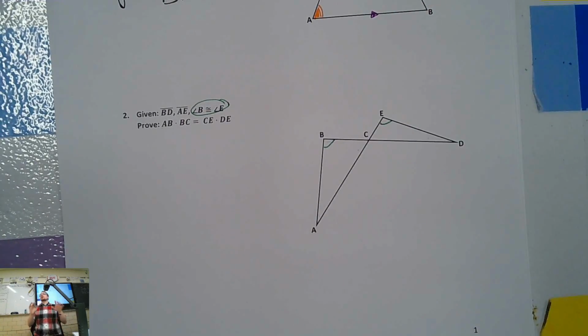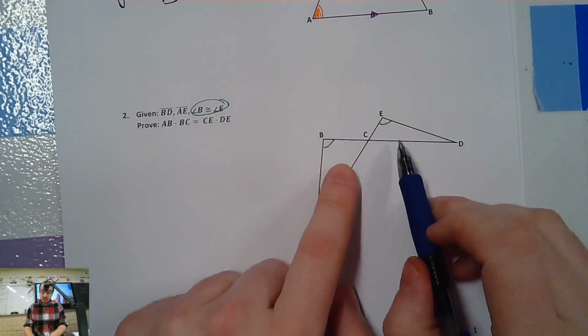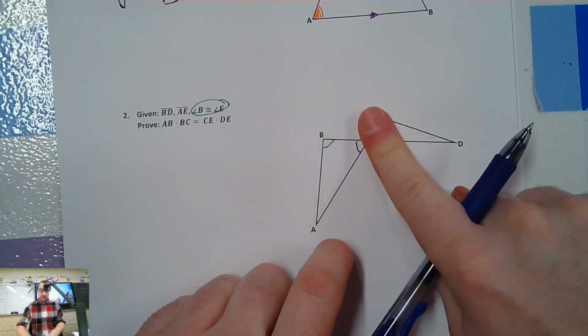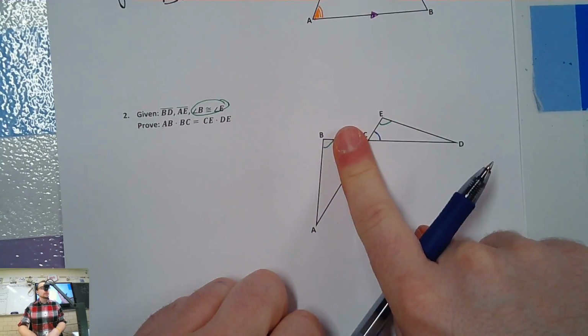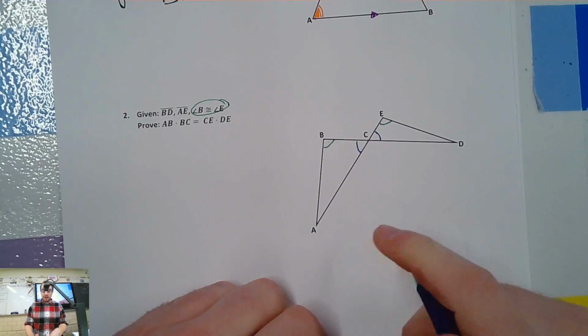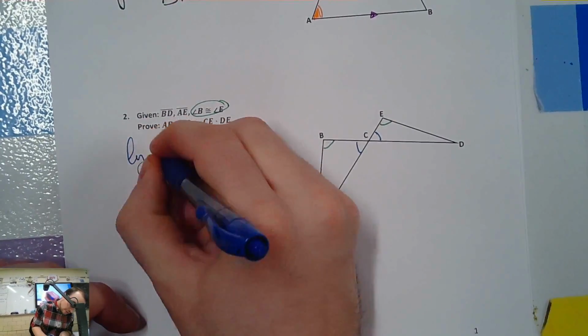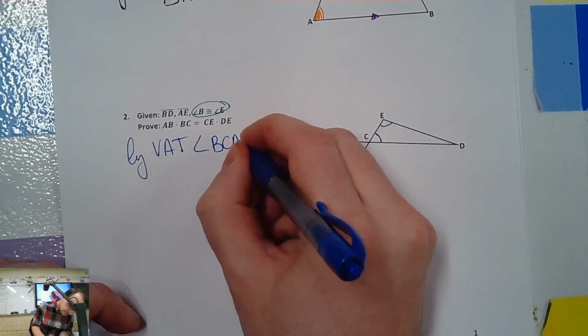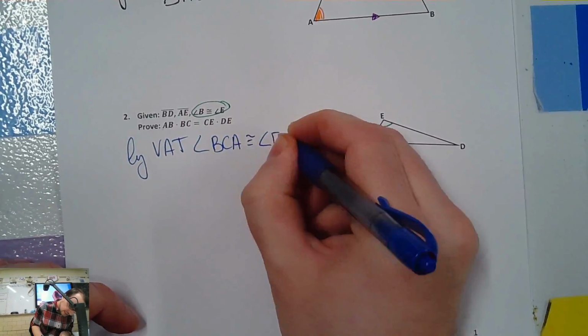Exactly. Now, vertical angles, linear pair, and shared angles are probably the things that you're going to see everywhere. There's a bajillion of them all over the place all the time. So the question is, is it going to be useful? Since these are the two triangles I'm interested in, and vertical angles gets me an angle in this triangle and an angle in that triangle, yes, it will be useful. So by vertical angles theorem, angle BCA is congruent to ECD.